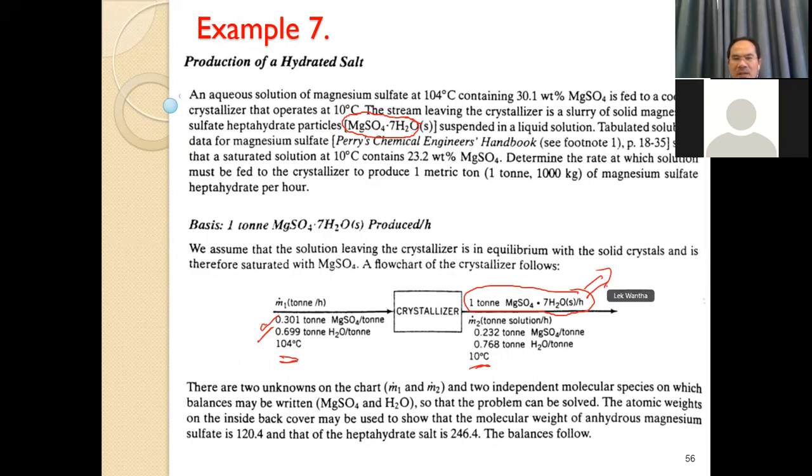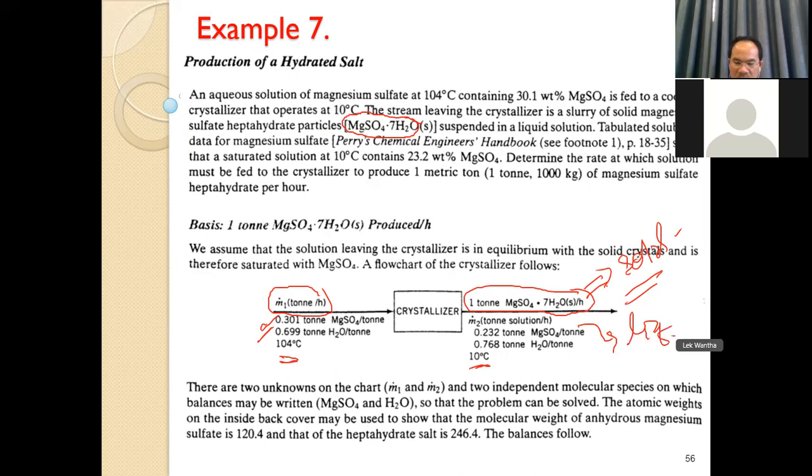Okay, what is the unknown? For this case we use M1. M1 is the flow rate of the feed. For the output, we have two components. We have solid. Solid we know because we would like to get 1,000 kilograms. And liquid or solution, we represent by M2. M2 is the liquid solution.